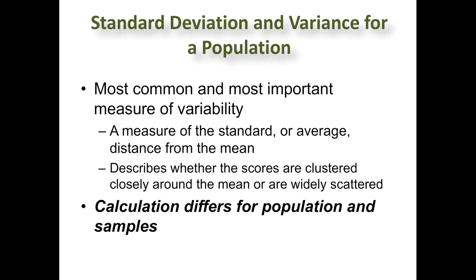So standard deviation and variance, these are the two most common and most important measures of variability. We use range a little bit, but really we rely more on standard deviation and variance. This is a measure of the standard or average distance from the mean, and it helps us describe how the scores are either clustered really tight together, or really spread out.